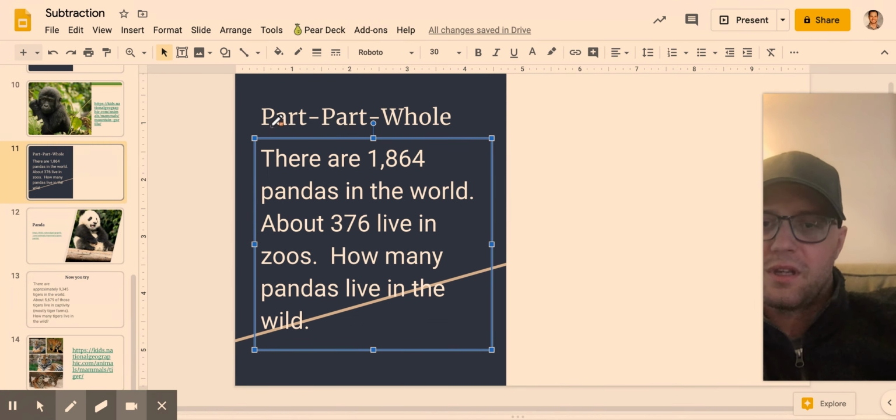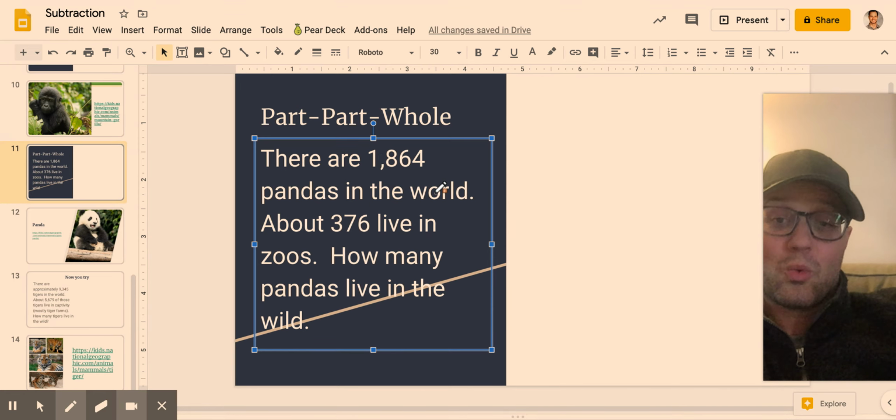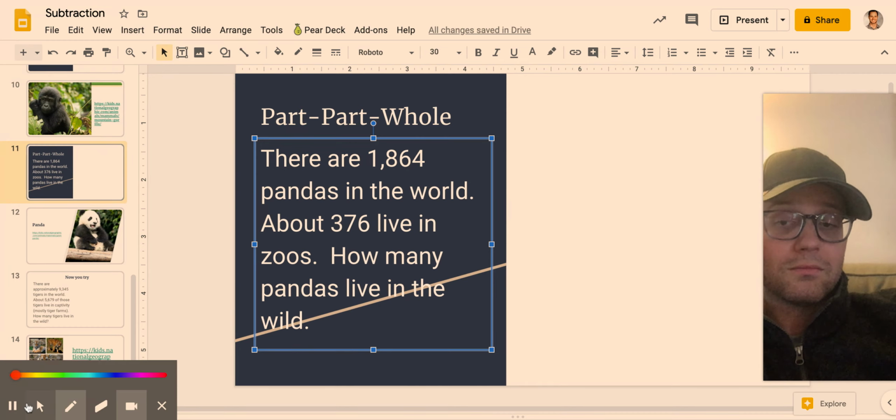Let's check out this part-whole problem. This is true: there are the exact number, 1,864 pandas in the world right now. And about 376 of those live in zoos. So how many pandas live in the wild?